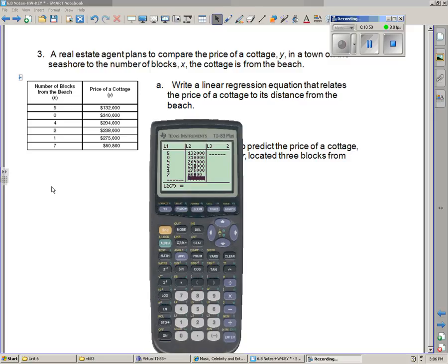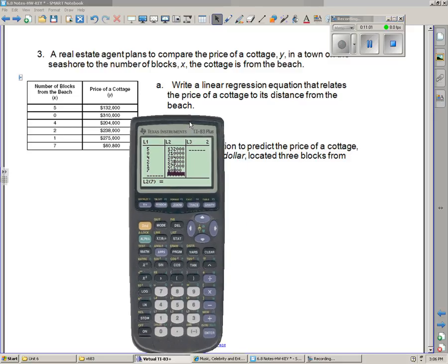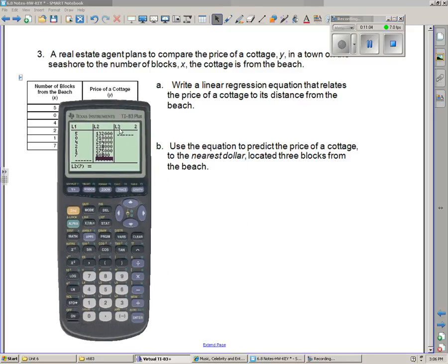So what we want to do is write a linear regression equation that relates the price of the cottage to its distance from the beach. Let's take a look at the graph, by the way. So zoom 9, another negative correlation. Let's take a look at the line of best fit, stat calc 4, enter. Okay, and let's take a look at this equation. Let's round this to the nearest hundredth as well.